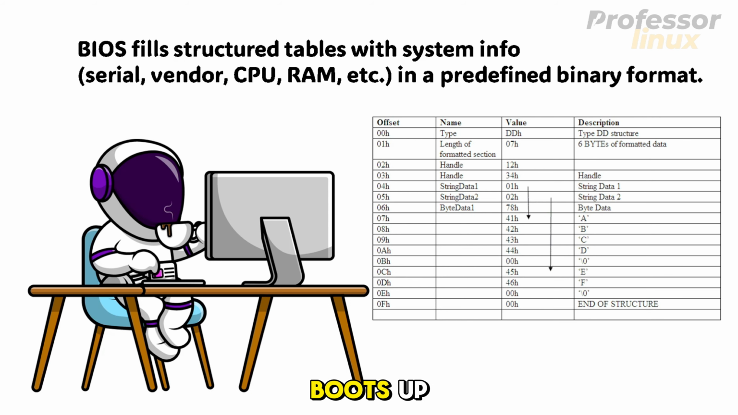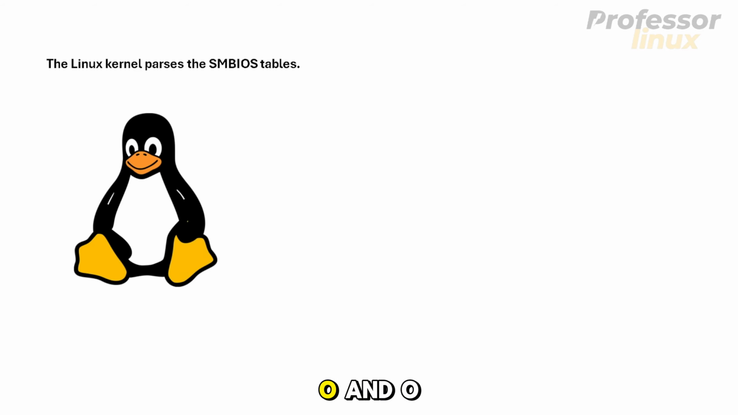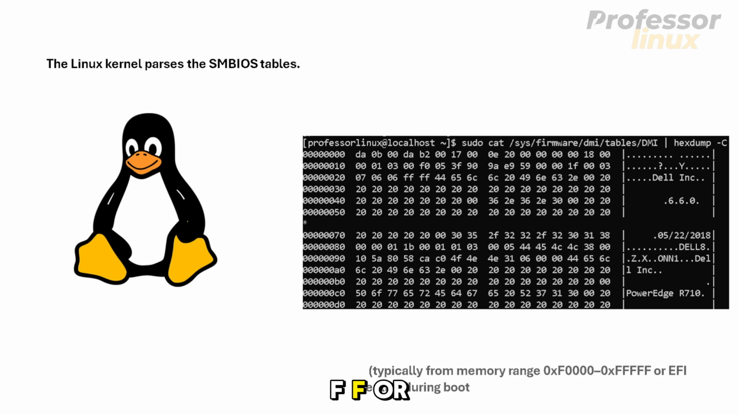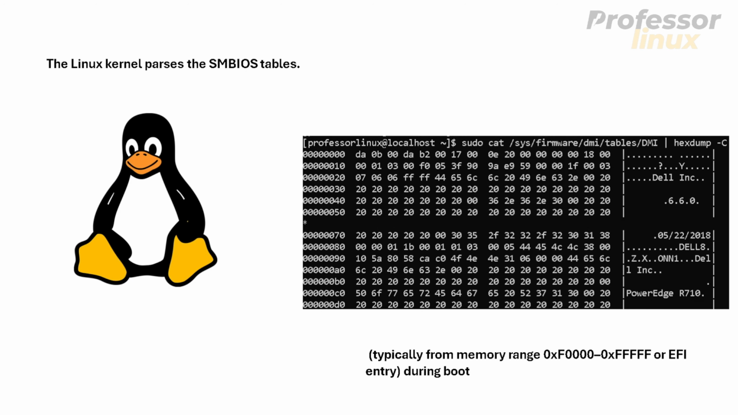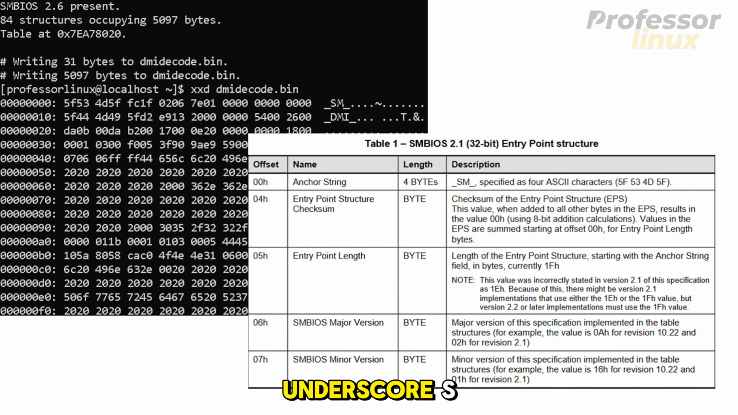When your system boots up, the Linux kernel parses these SMBIOS tables, typically from memory ranges between 0xF0000 and 0xFFFFF, or from the EFI entry. This is the point where Linux starts using the data provided by SMBIOS. Let's check out a hex dump of the SMBIOS starting point. You'll see the 32-bit signature _SM_ at the beginning, which marks the start of the SMBIOS tables. This is how the data is found.